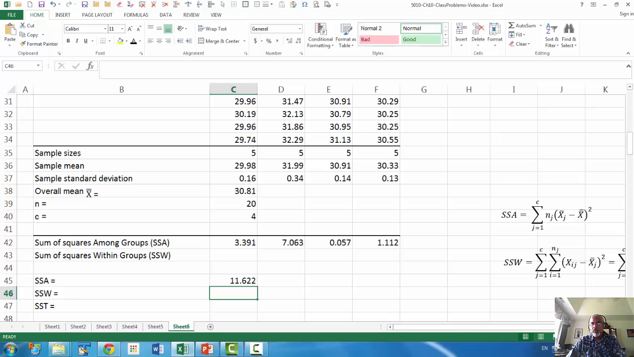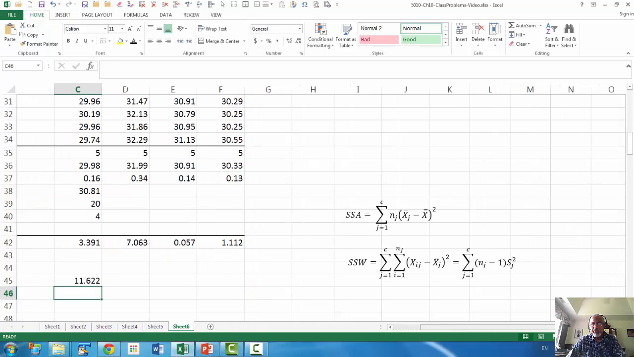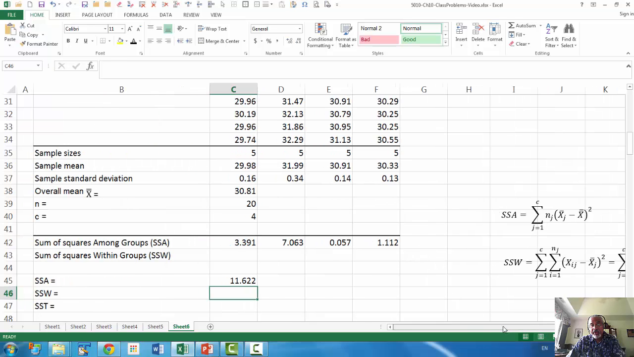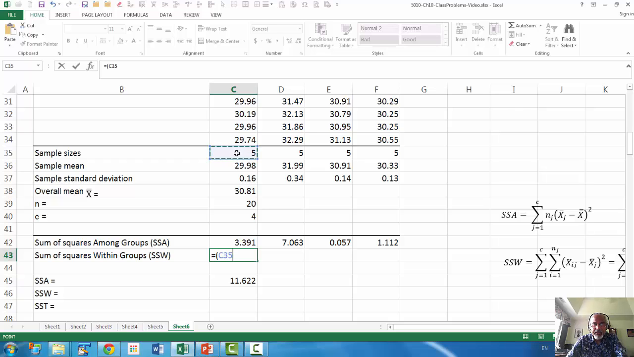Now sum of squares within groups. Okay, so here is the formula for that. So this is the original formula and this is a modified formula which is easier to apply. So for each sample we have to go n sub j minus 1 and then multiply that with the variance of that sample. So variance, remember that. Now we go n sub 1 minus 1, okay, times the standard deviation and square that.